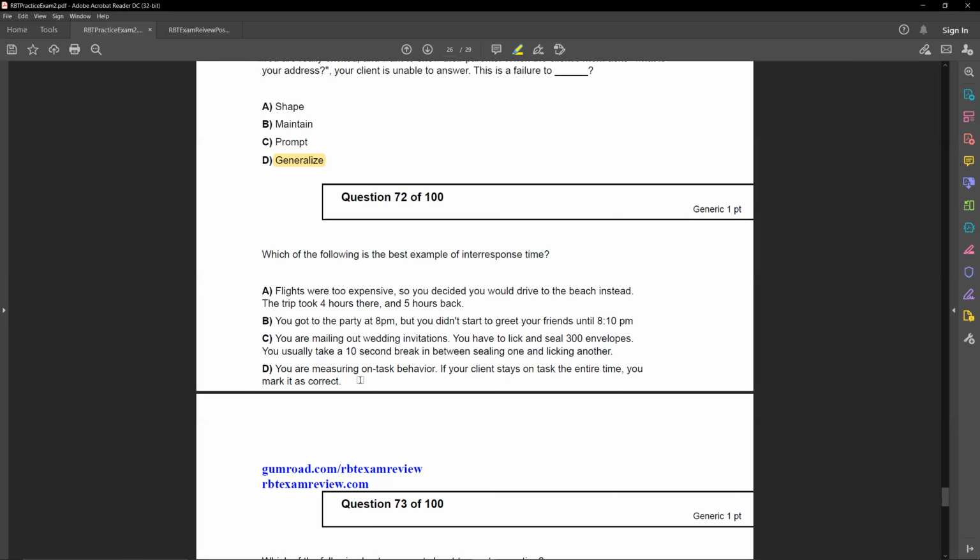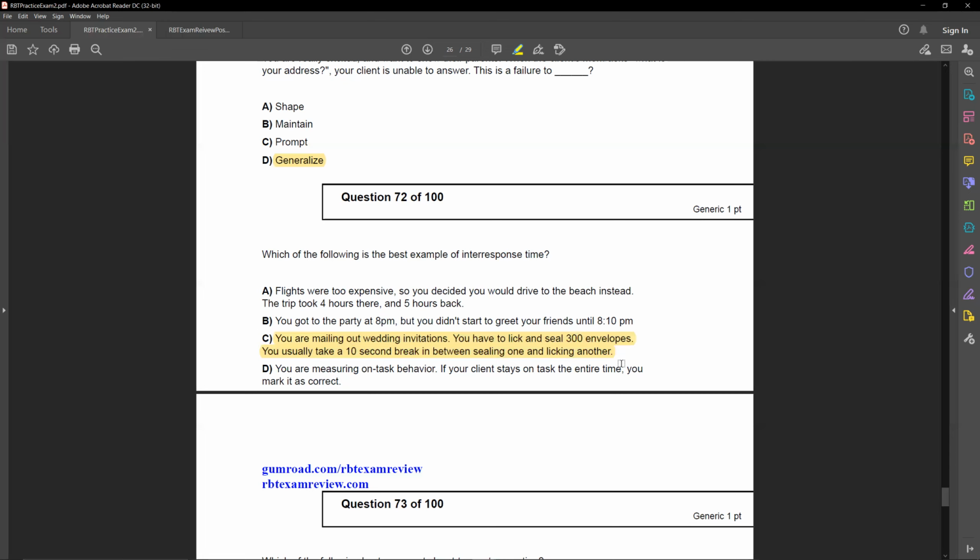D: you're measuring on-task behavior. If your client stays on task the entire time, you mark it as correct. What type of recording is this most likely? Well, if we're looking at task the entire time, this could be whole interval. It's hard to say, but either way, we're not measuring two responses. So our best answer here is C.